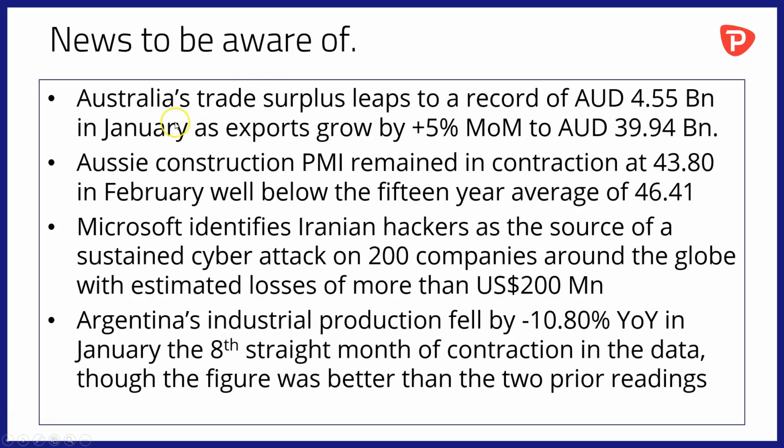First of all, Australia's trade surplus leaps to a record of 4.55 billion Australian dollars in January, as exports from the country grew by 5% month on month to tally to 39.94 billion. So the export-led Australian economy is going very well, but the focus for the RBA probably remains on the internally domestic economy, and the construction PMI data shows just what they're focusing on. Australian construction PMI remained in contraction at 43.8 during February, and well below the 15-year average of 46.41. So exports booming, but domestic construction not doing very well at all is the picture in the Australian economy at the moment.